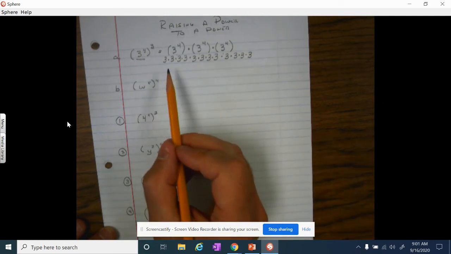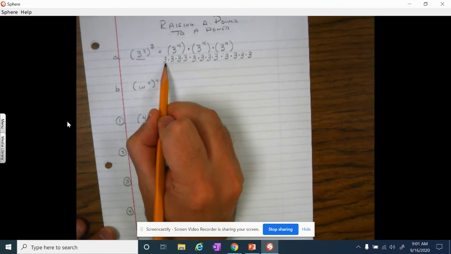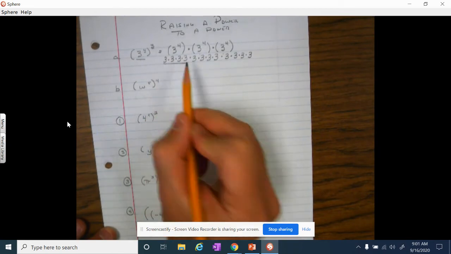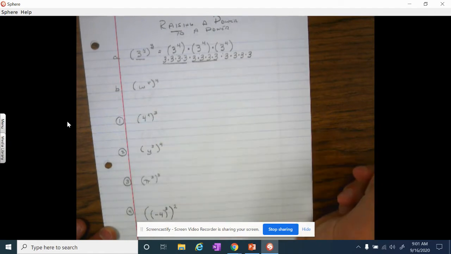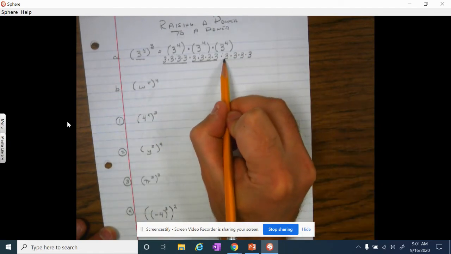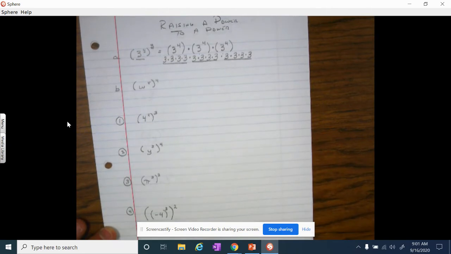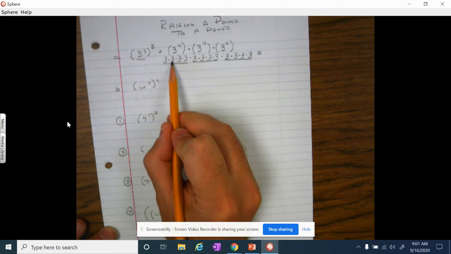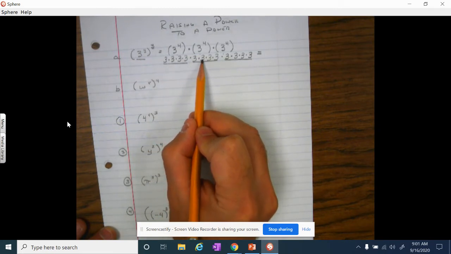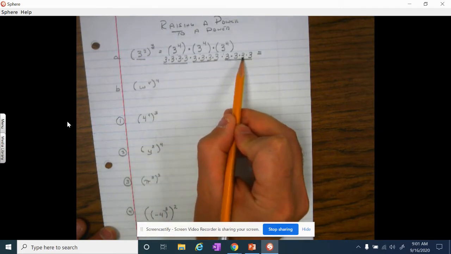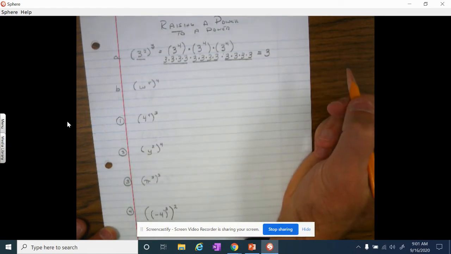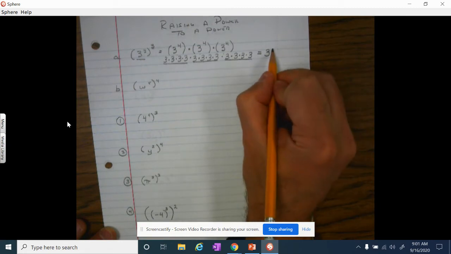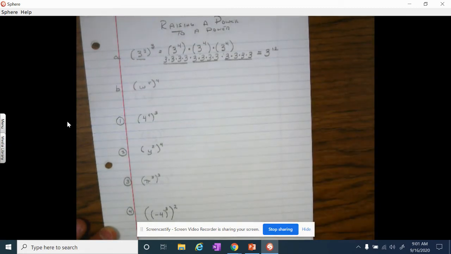So by writing this out, I can see that I have 4 threes there, 4 threes there, and 4 threes there. So really, how many threes do I have? I have 1, 2, 3, 4, 5, 6, 7, 8, 9, 10, 11, 12. So since I have all threes, my final answer is 3 to the 12.